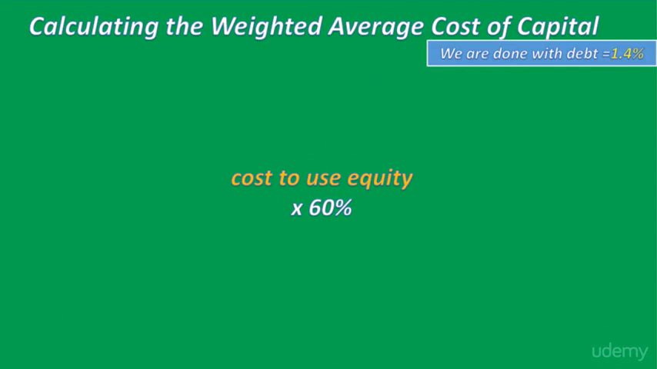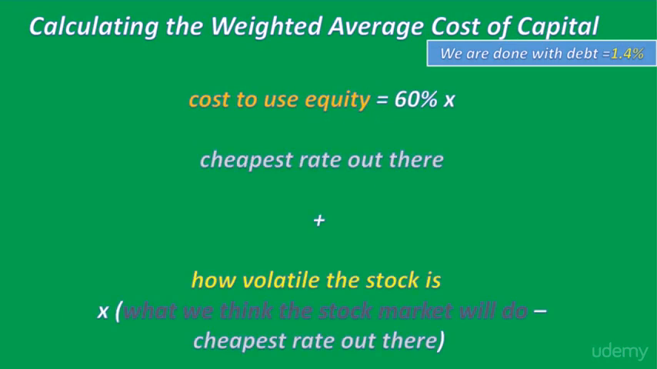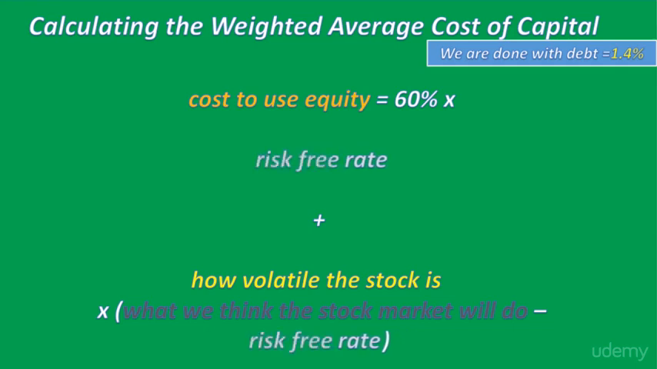All right, so how do you calculate the cost of equity? Well, here's how you do it. Cost of equity equals 60%, right? Which is, remember, 60% of our capital structure is equity, 40% is debt. 60% times the cheapest rate out there, plus how volatile the stock is compared to the stock market, times what we think the stock market will do, minus the cheapest rate out there. Let me simplify it. The cheapest rate out there is called the risk-free rate, and it's basically the government rate of interest, okay? You can use 1, 2, or 3%. I've seen people use 1% and 2.5% recently, okay? So let's just use 2.5%.